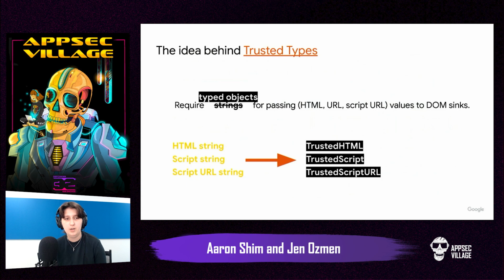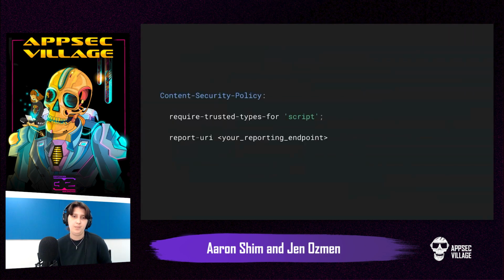So as you can see here, whereas before we would have had a string that represented HTML, a string that represented some sort of script, we have explicitly typed objects called TrustedHTML, TrustedScript, or TrustedScriptURL. We'll talk about how we generate these trusted and typed objects later in the slides, but this is the general idea behind how this protects against DOM XSS.